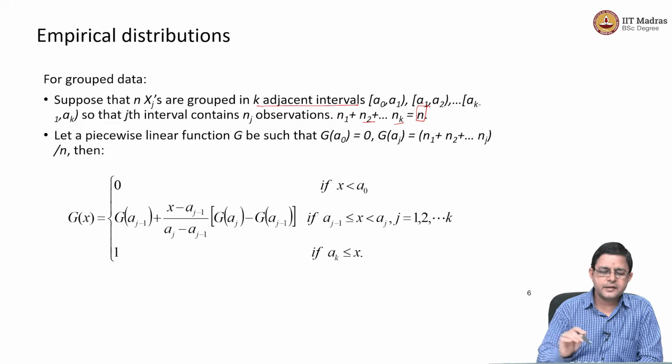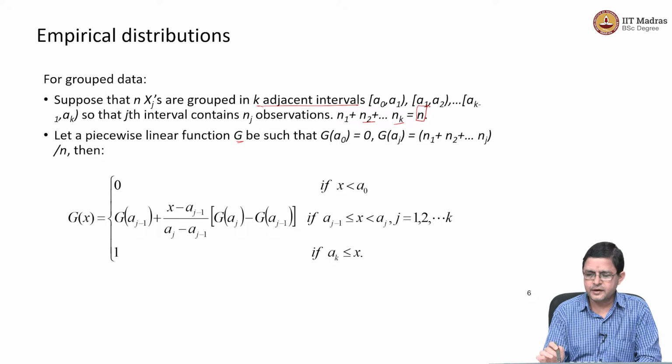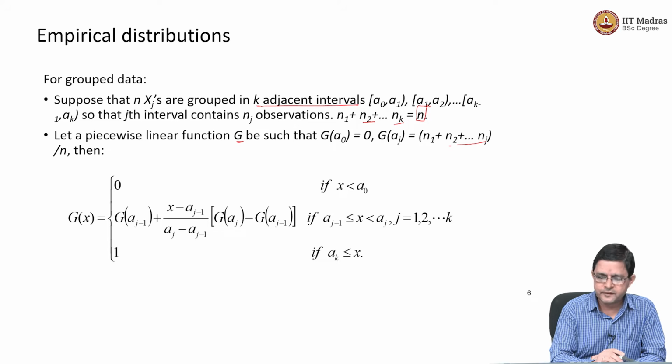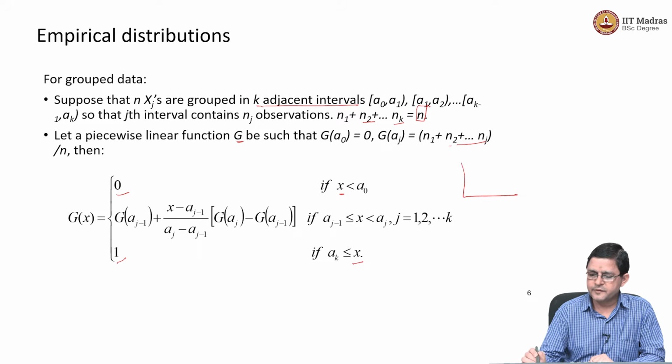So, what we can do is create a piecewise linear function g using this definition, where each g of aj is essentially the sample proportion of the observations up to that interval. So, once again, a very non-unique way of defining a distribution function. Notice that this is a distribution function. Why do I know that? Because the value lesser than the smallest value is 0 and the value beyond the highest value is 1, which is the typical definition of a distribution function which goes from 0 to 1.